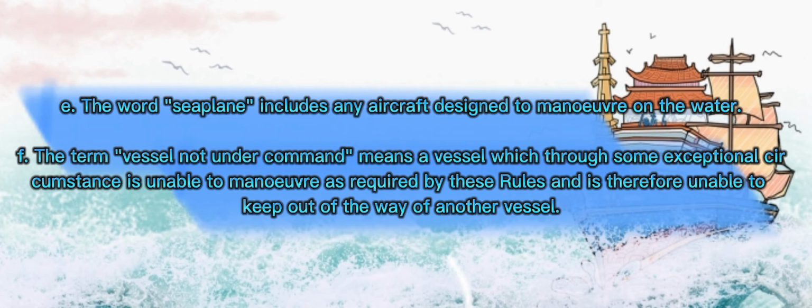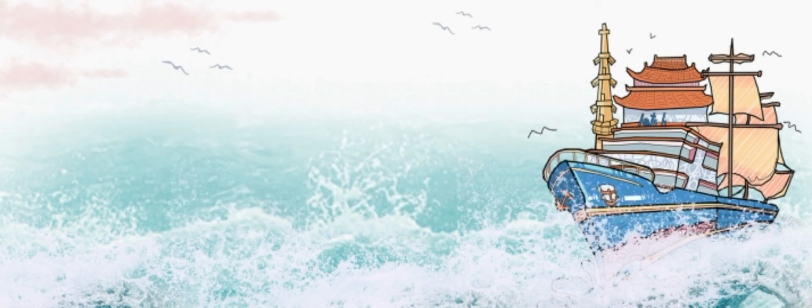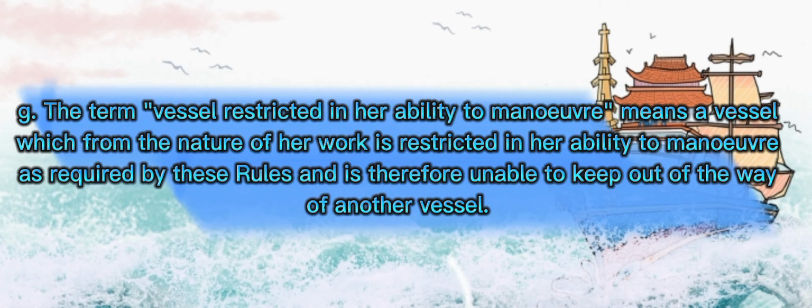E. The word seaplane includes any aircraft designed to maneuver on the water. F. The term vessel not under command means a vessel which through some exceptional circumstance is unable to maneuver as required by these rules and is therefore unable to keep out of the way of another vessel. G. The term vessel restricted in her ability to maneuver means a vessel which, from the nature of her work, is restricted in her ability to maneuver as required by these rules, and is therefore unable to keep out of the way of another vessel.